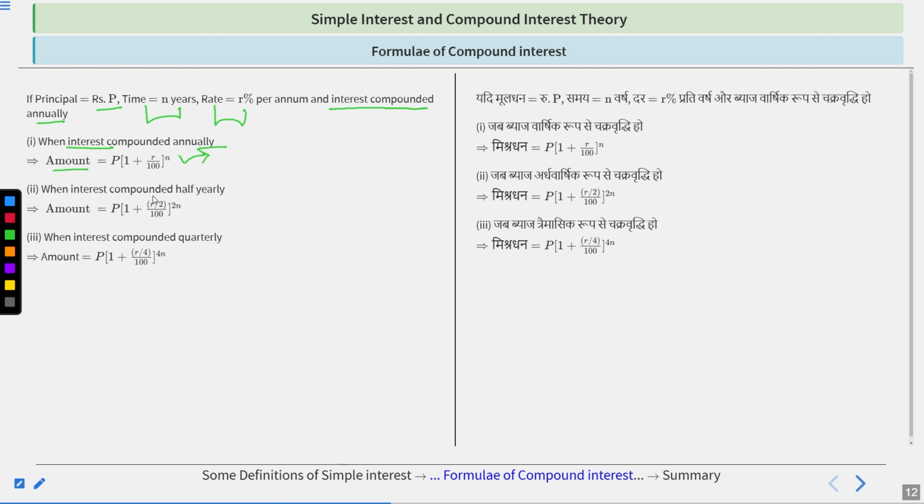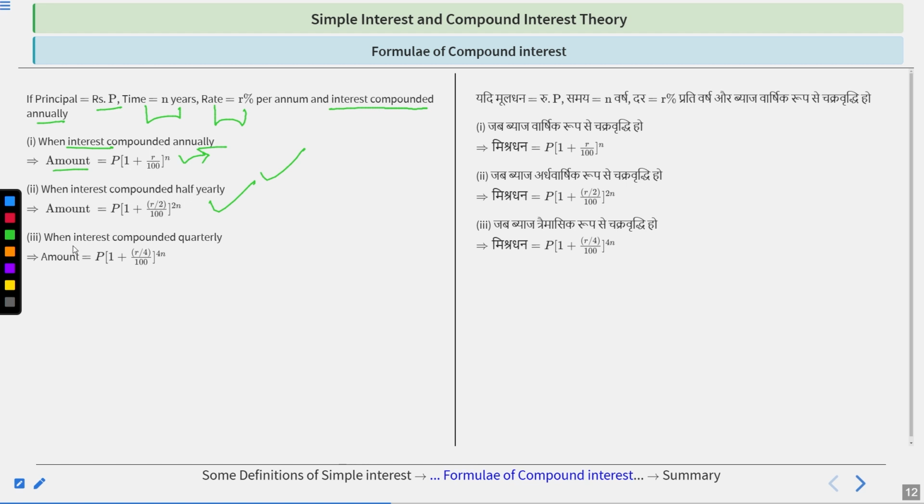When the interest is compounded half yearly, what we can do is: Amount equals P into (1 plus (R by 2) upon 100) to the power 2n. Clear? We just divide the rate by 2 and multiply the time by 2.